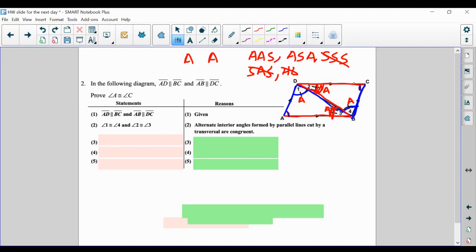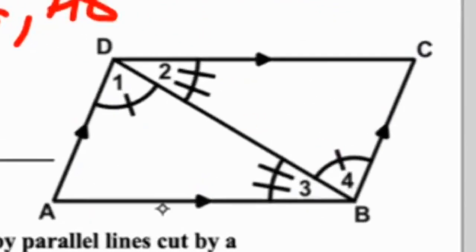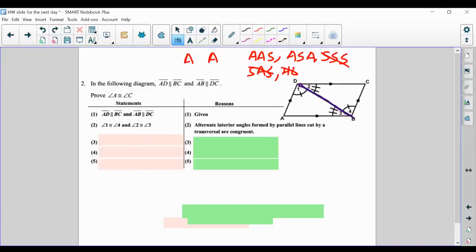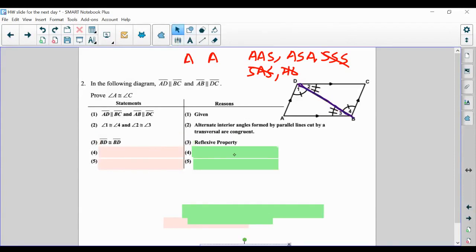I hope that you see that both triangles are sharing one side here. Let me erase it to make it more clear. Do you see both of the triangles, the bottom one and the top one? They are sharing DB. This is the side they're sharing. What property is that called when DB is equal to DB? The two triangles are sharing the same side. Right, a side equal to itself, that's the reflexive property.